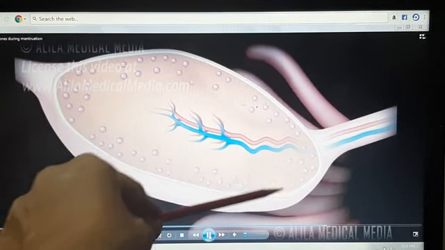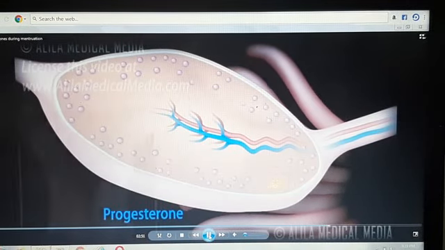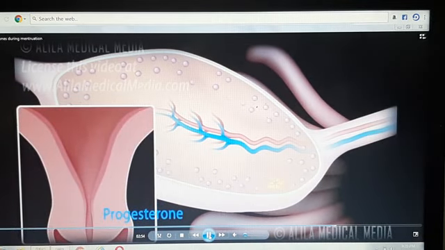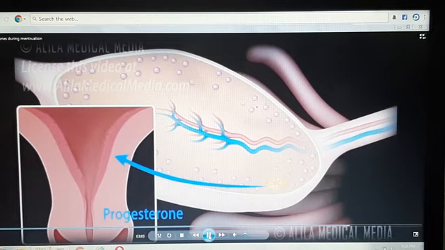Meanwhile, the burst follicle is called the corpus luteum, and the corpus luteum starts secreting another hormone called progesterone, which helps pregnancy. And it gives hormones which will help to sustain or keep the baby and to maintain pregnancy.